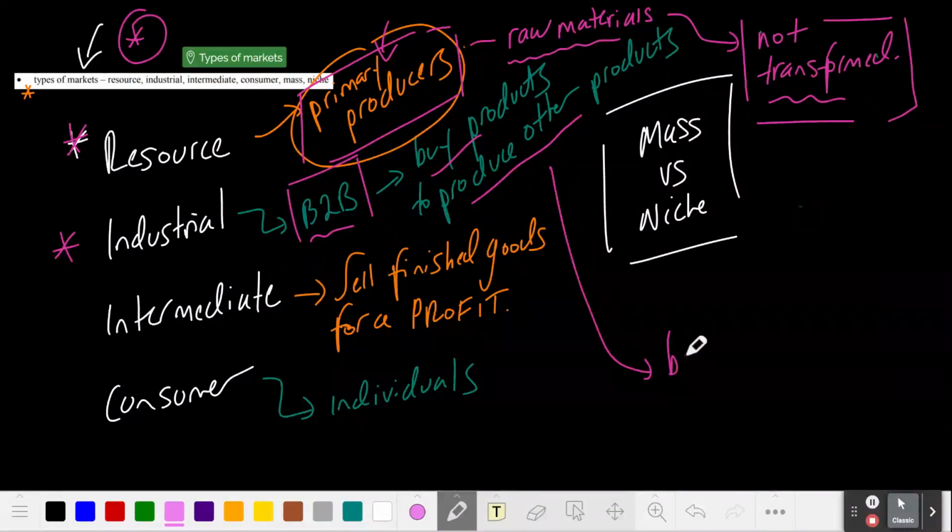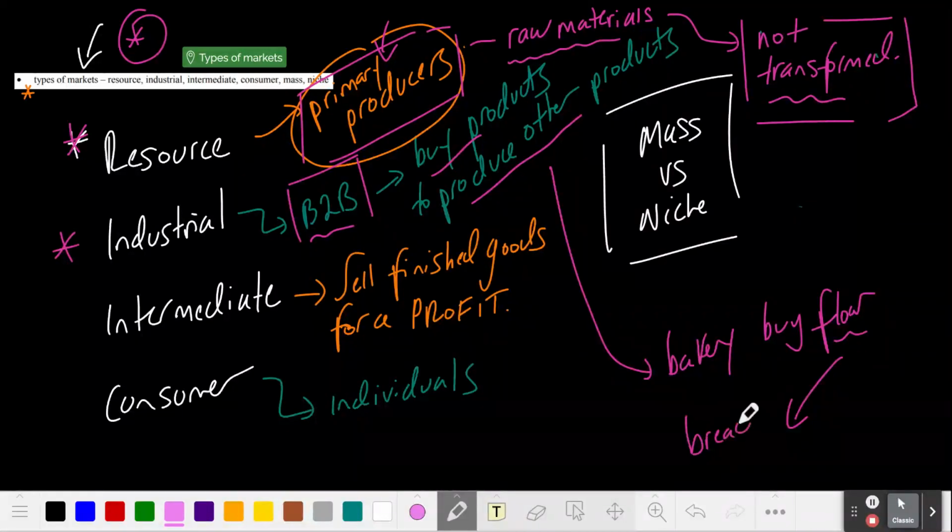is that a bakery will buy flour, but it won't consume that flour. It will use that flour to make bread to then sell that to customers. So it's a business buying products to produce other products. That's an industrial market, business to business.